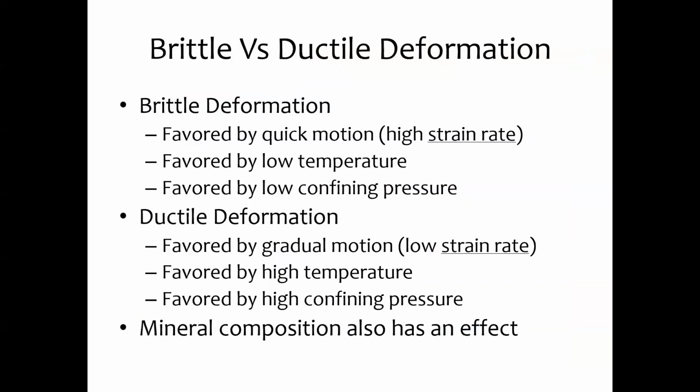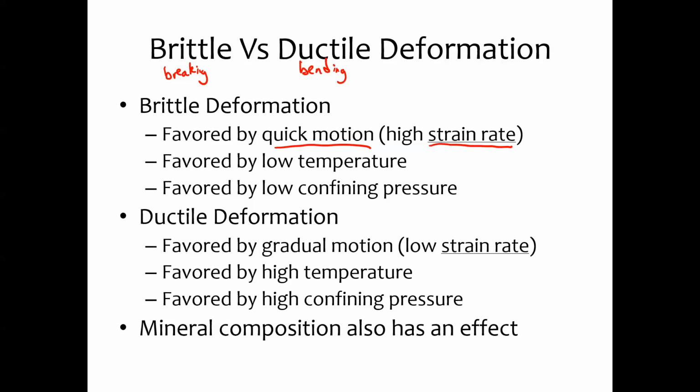So brittle deformation is breaking, ductile deformation is bending. What factors favor brittle breaking versus ductile bending? Rocks will tend to behave in a brittle way if they are deformed quickly, right? What we might say a high strain rate. So if rocks push together fast, then they will tend to break in a more brittle way.